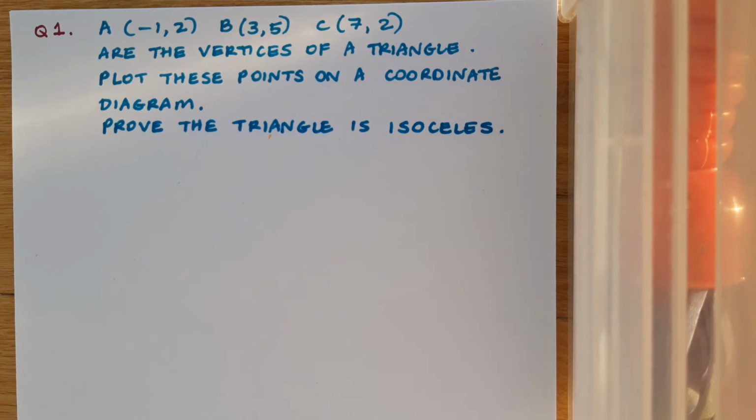So now a question for you. So here's your question now. A is minus 1, 2, B is 3, 5, and C is 7, 2. These are the vertices of a triangle. So I want you to plot the points on a coordinate diagram first of all, and then prove the triangle is isosceles. Pause the video here and have a go at this yourself, and then play and see if you're correct.